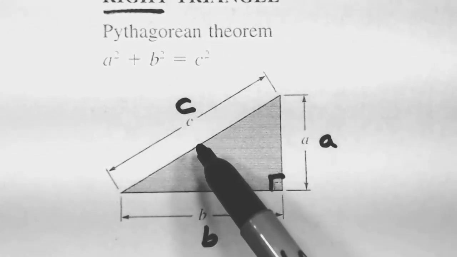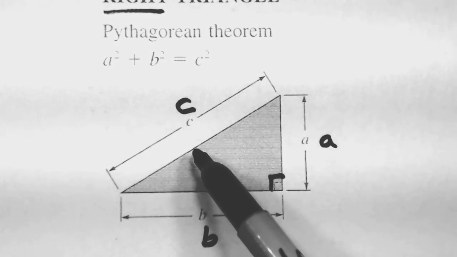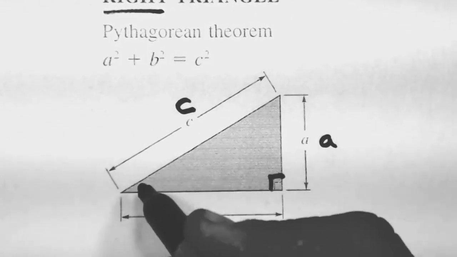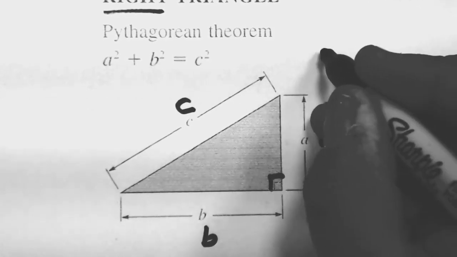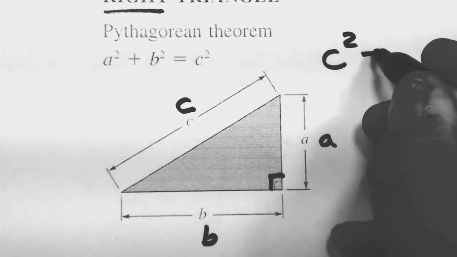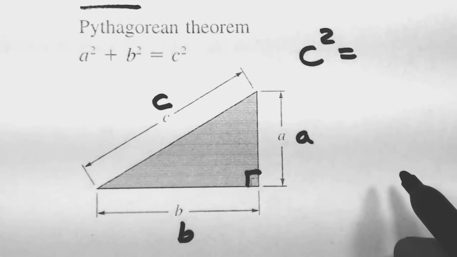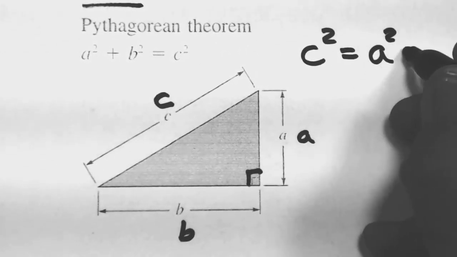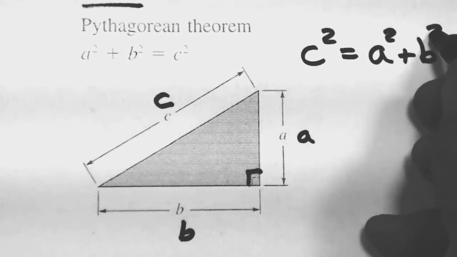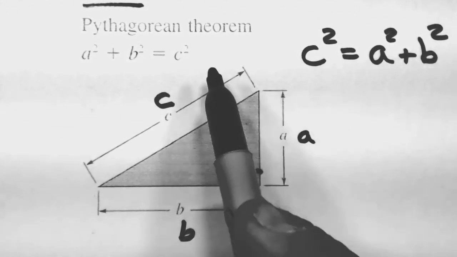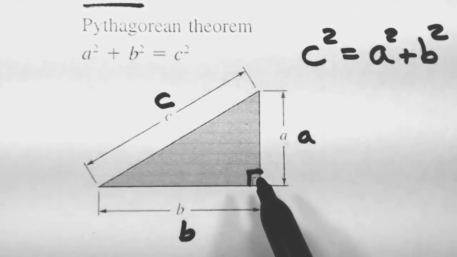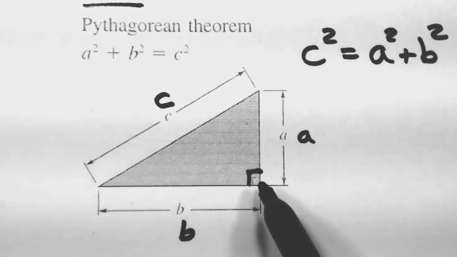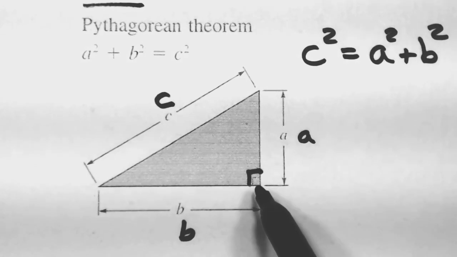Well, we'll be using this Pythagorean theorem in the course in the future. And the idea is this longest side, if you square it, C squared, equals the sum of the squares of the other 2 sides. So it equals A squared plus B squared. Okay, well, the Pythagorean theorem, again, only holds for triangles that have a 90-degree angle like this.